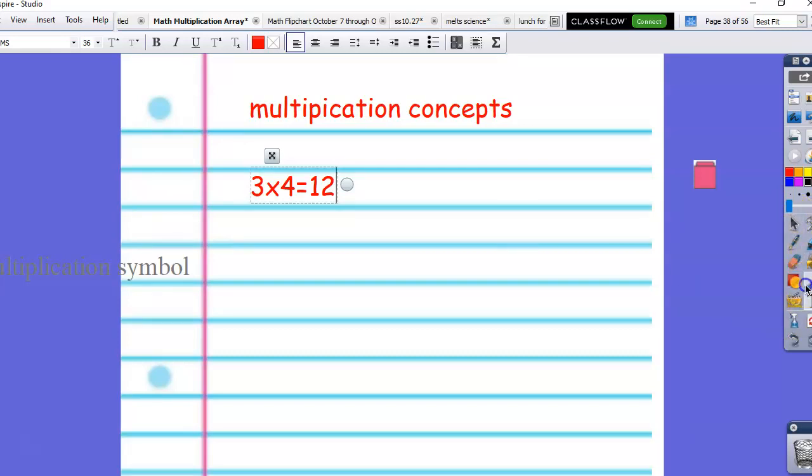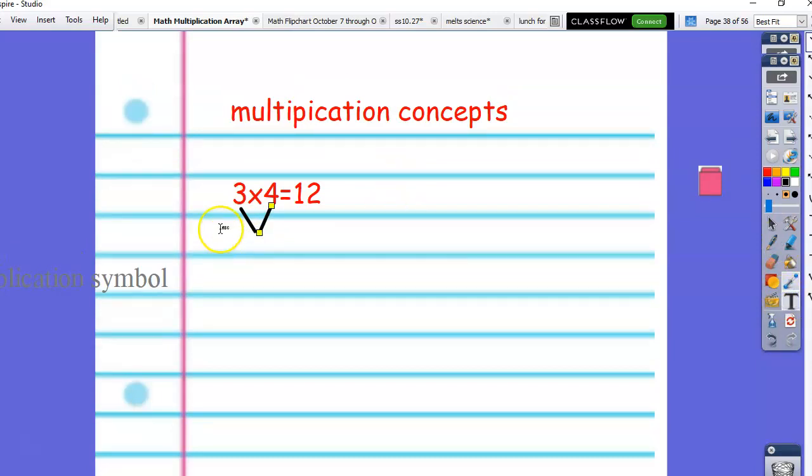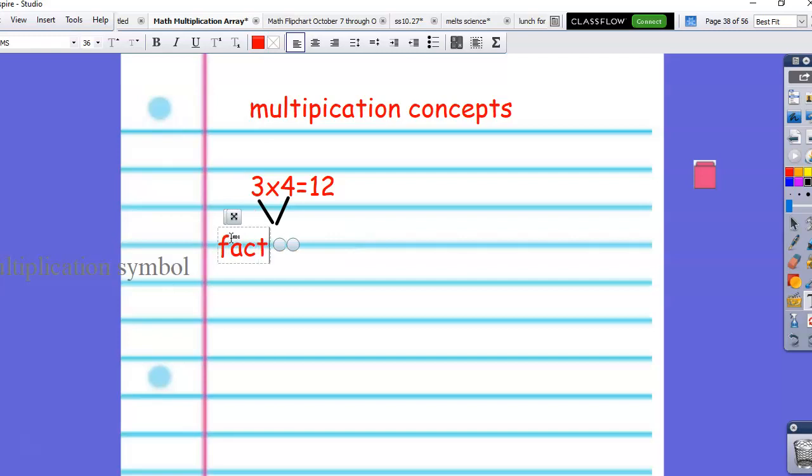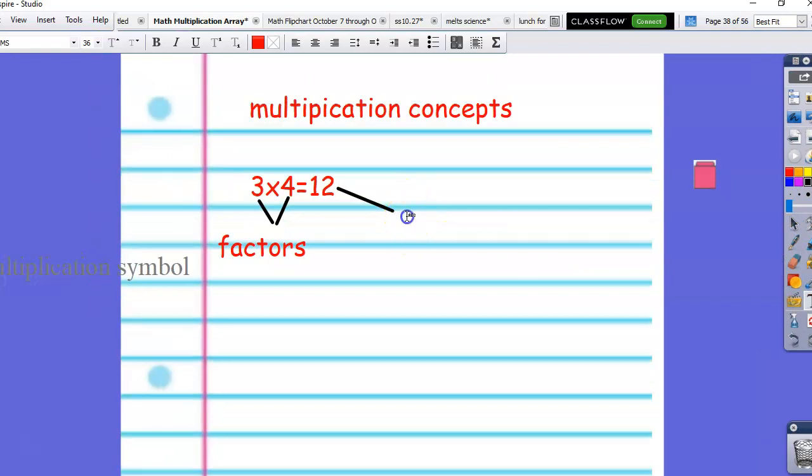And what we had to make sure everybody knew is that these are the 2 numbers here. I'm going to draw these 2 numbers here. We call these factors. And then we have this number over here, which we call our product. A product is the answer to a multiplication problem.